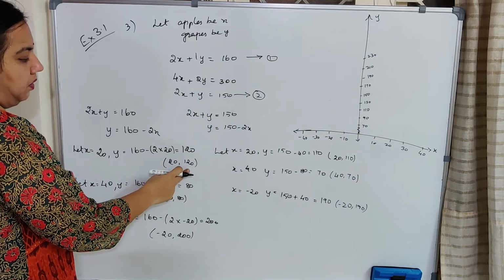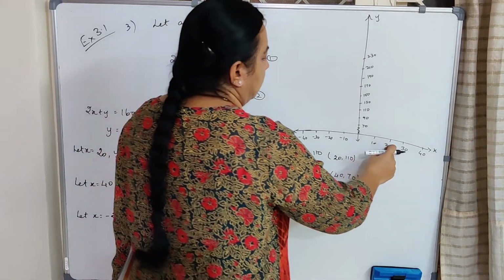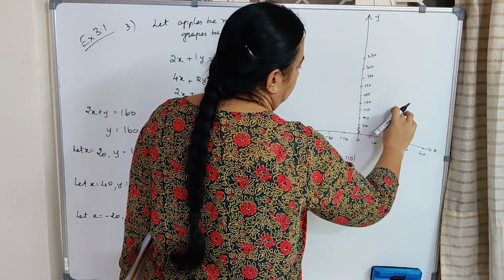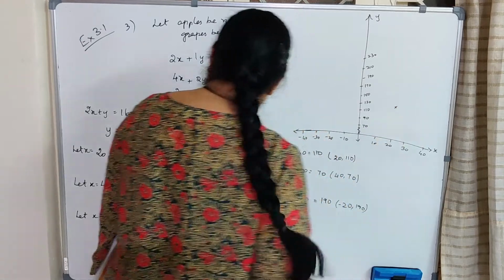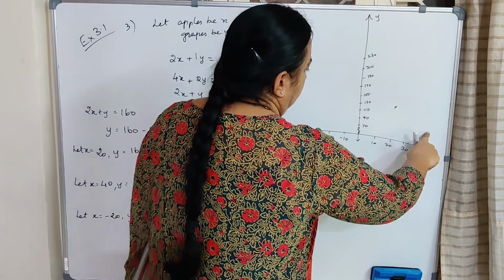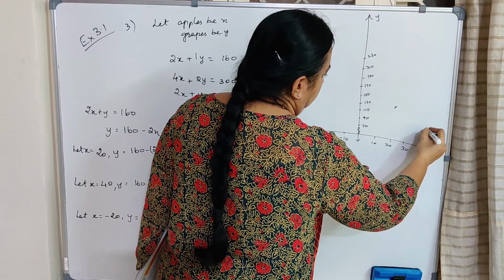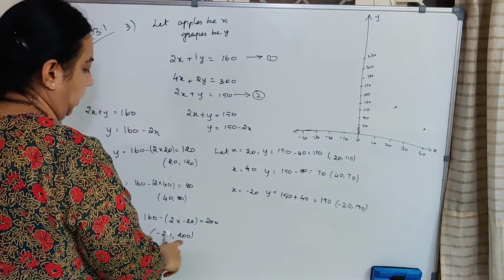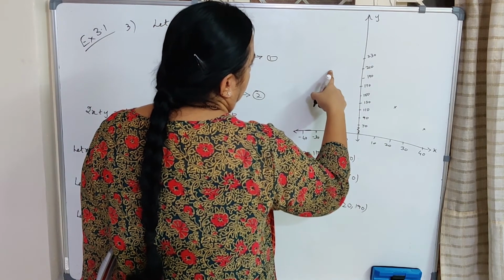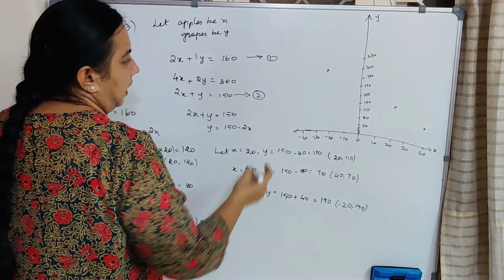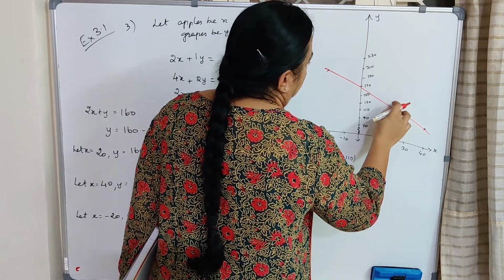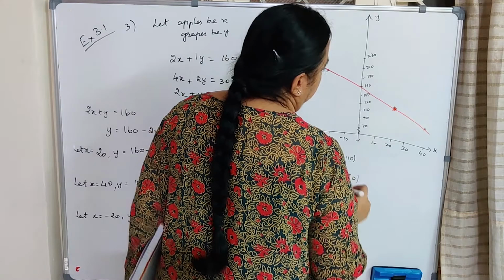The first point is 20 comma 120: 20 on the x-axis, 120 on the y-axis. So it is below 130, and the point is somewhere here. Then the next point is 40 and 80, 40 here and 80 is somewhere here. Then the next point, minus 20 and 200, somewhere between here. Okay, so it will be here. So the line will be like this. I have not marked it properly, but it will be somewhere like this.